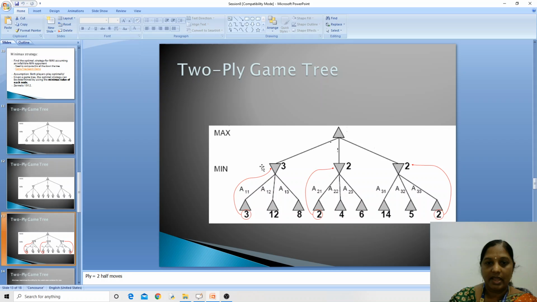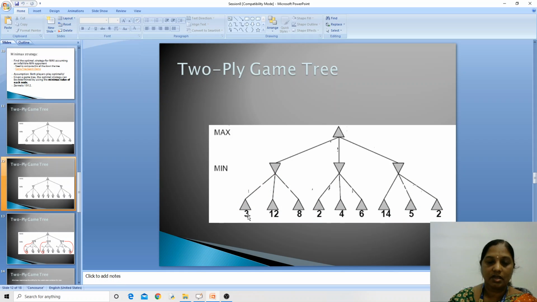Now in this diagram, you can see Max, Min and the terminal values. Here you have the leaf nodes, the internal nodes, and the root node. Who started the game first? Max started the game first, and the next chance is given to Min. The leaf nodes contain 3, 12, 8, 2, 4, 6, 14, 5, 2.